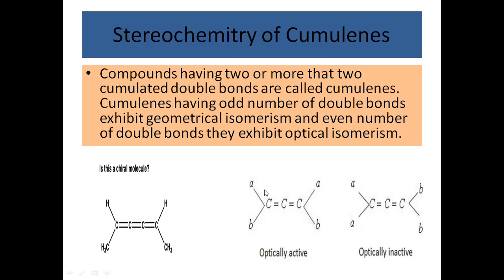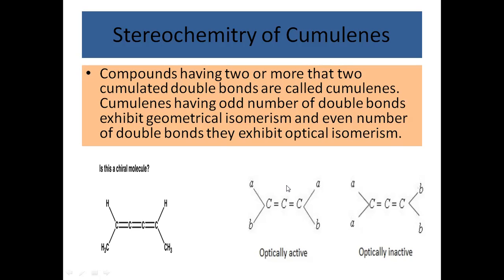In this cumulene molecule, the first and this third carbon are called the terminal carbons. These carbons possess different groups, A and B is there, and here also A is the group there and B is the group there. Two different groups are attached to the terminal carbons. So this cumulene is optically active. There should be unsymmetrical groups on the terminal carbon atoms.